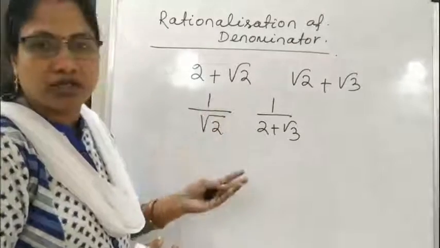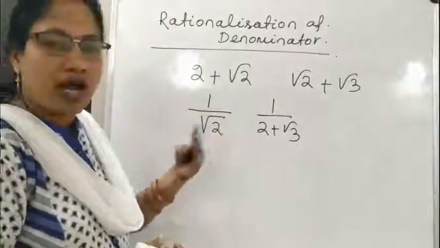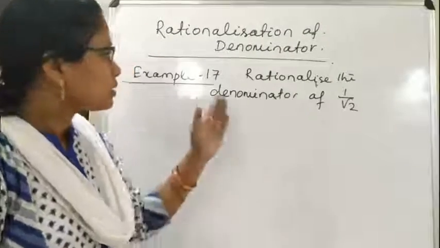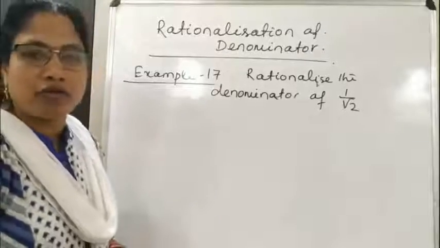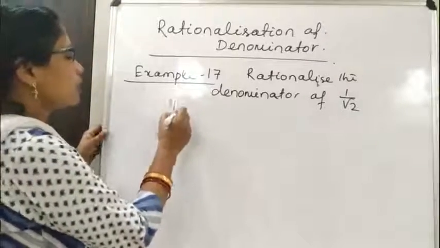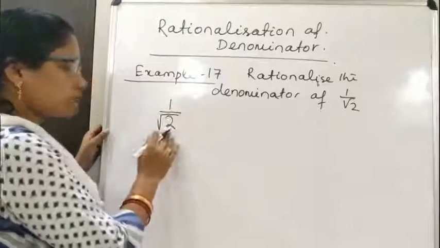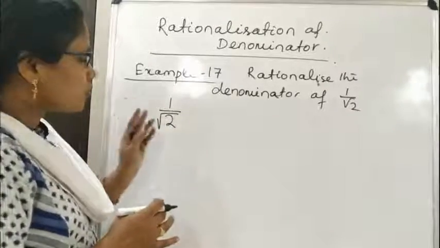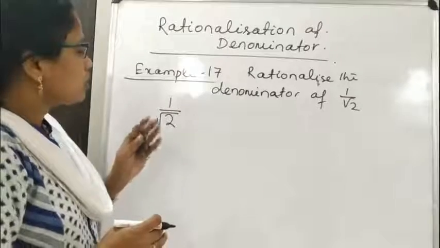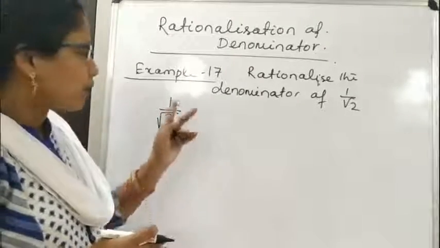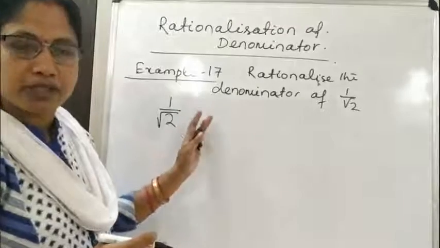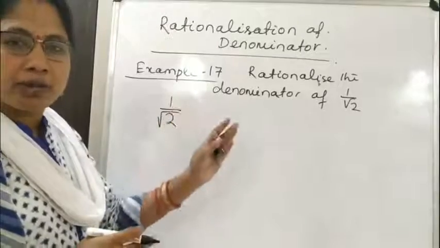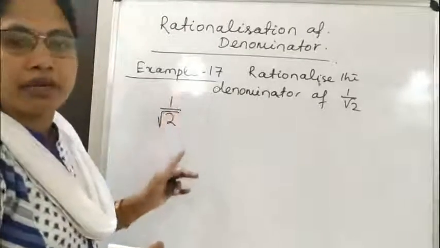So let us solve some examples, that is, how to rationalize the denominator by using the identity. Example: rationalize the denominator of 1 by root 2. So 1 by root 2 is an expression where the denominator is root 2, which is an irrational number. So we have to rationalize the denominator, so we should multiply 1 by root 2 with another expression such that the denominator becomes rational, but that will be an equivalent expression of 1 by root 2.